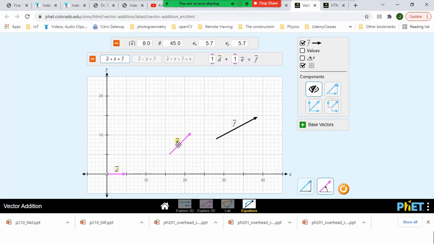If I click on E, boom, look at that. That's changing. So here, E, its overall length is 8.